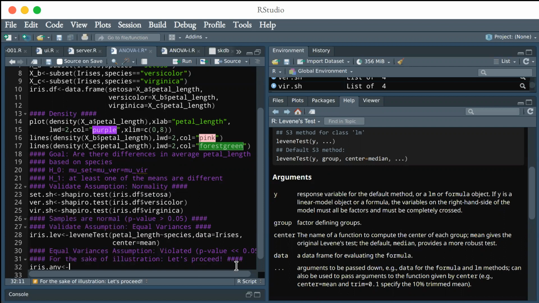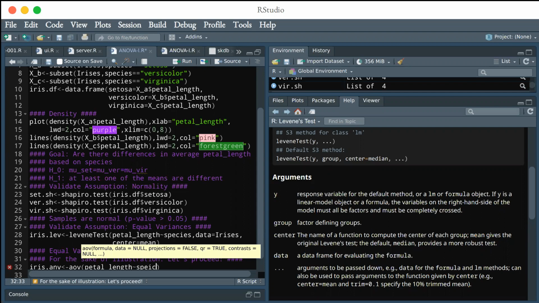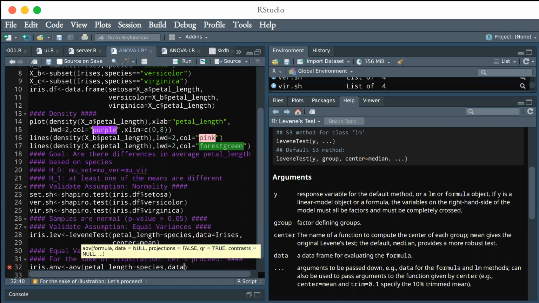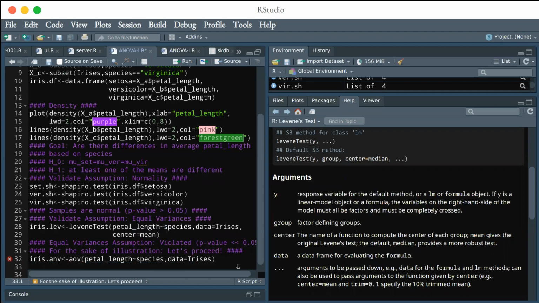Okay, so what do we use? We can either use the ANOVA argument or the AOV. In this case, I'll just go ahead and use AOV. Want to compare the petal lengths and regressed on species. The data would be iris. Good.